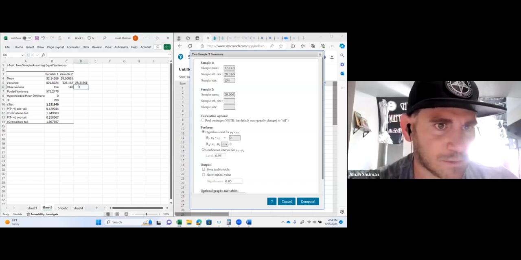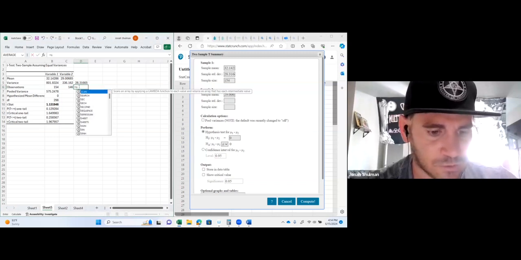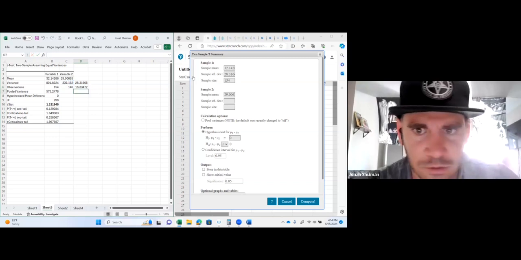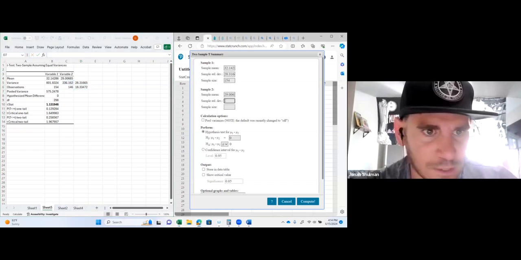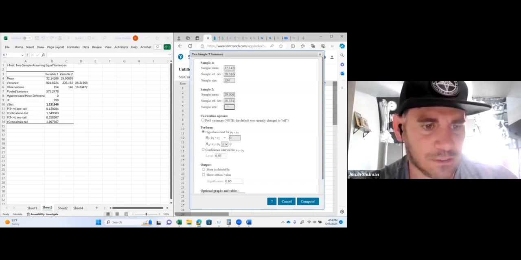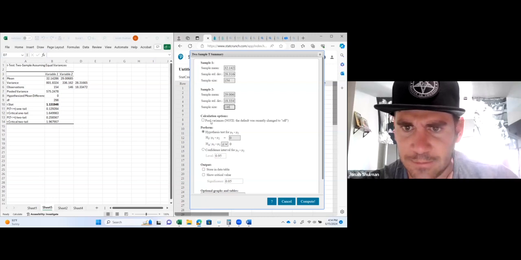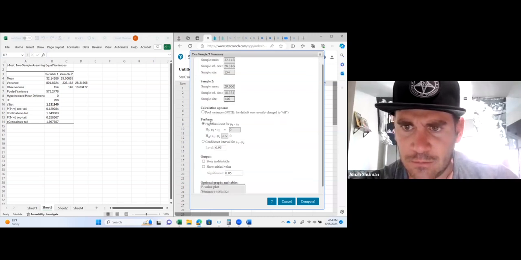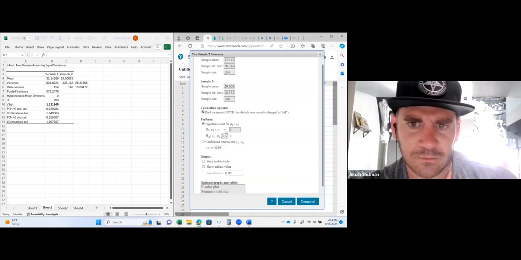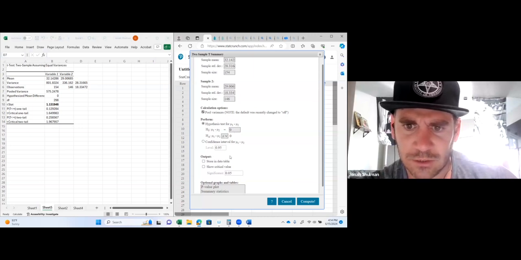All right, so the sample standard deviation for this one is going to be equal to the square root of this one. So it's 18.33472. Our sample size here is 146. That's fine. We could pool the variances. That's fine. That they're equal, that they're not equal.